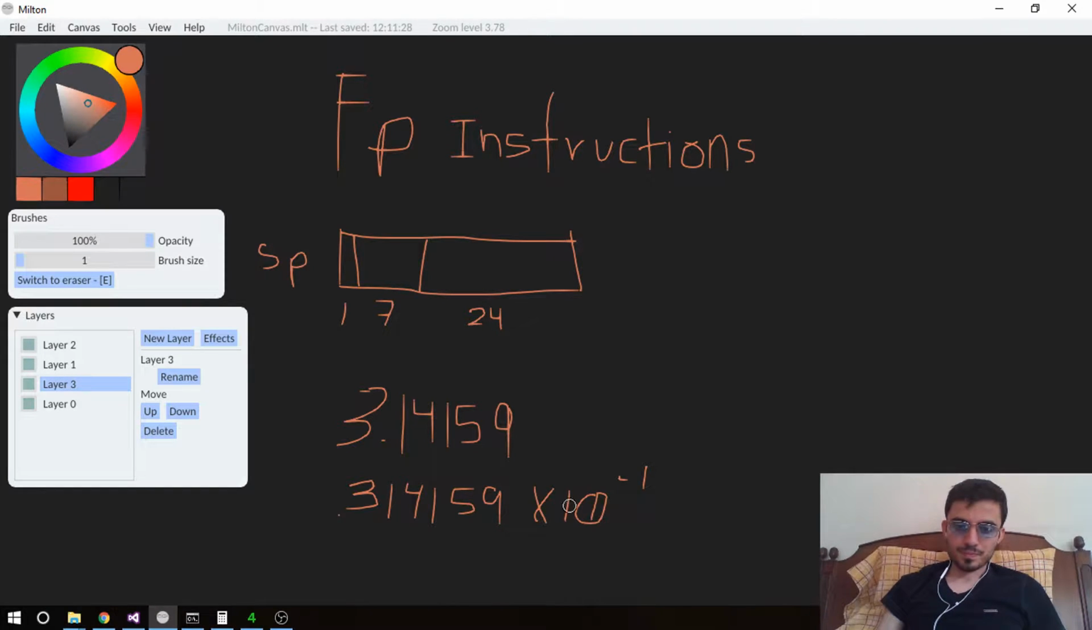You know what I mean? This and this are basically the same thing, but now we have a base. I mean, this can be times 10 to the 0, I guess. And this is called the base. This is the exponent. And this is the significand.